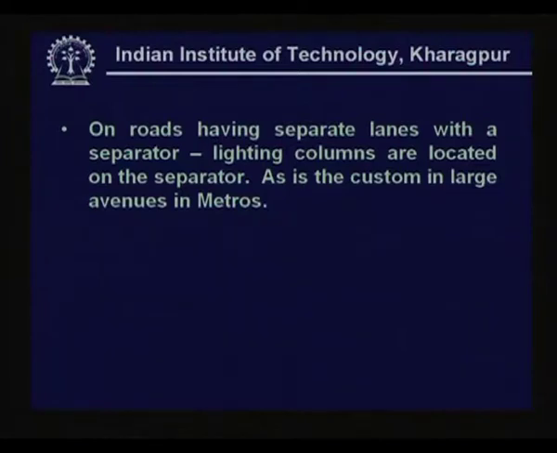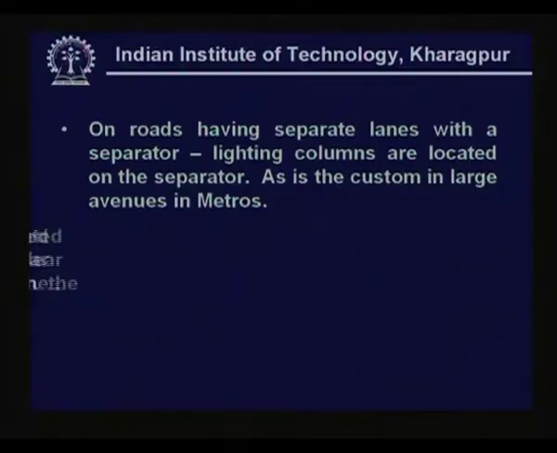Now, where the traffic density is high, especially in large metros and even on highways, one does have separate lanes, and quite often there are separators separating the two lanes. In such situations, the lighting columns are located on the separator, as all of us have noted such things on large avenues in metros.